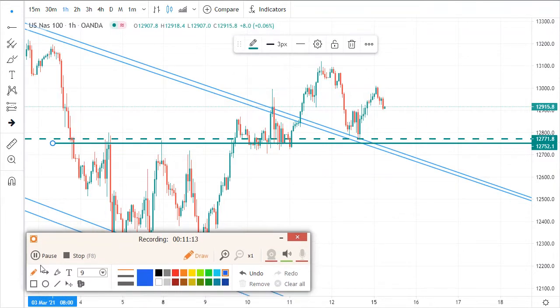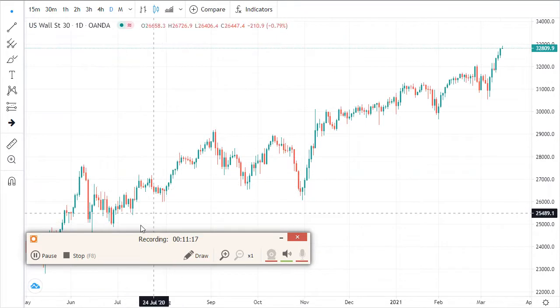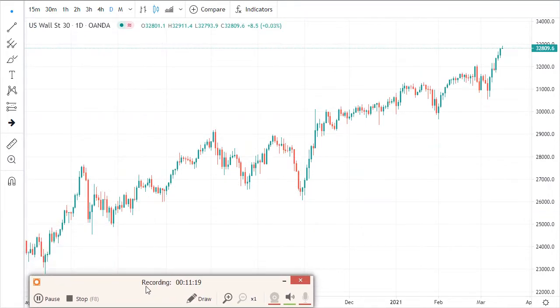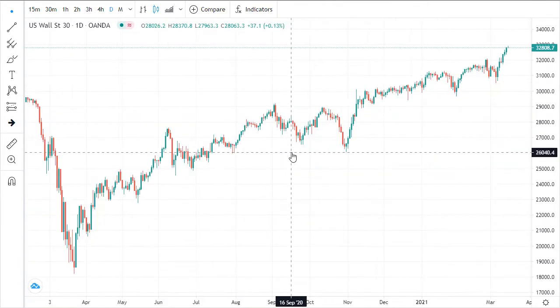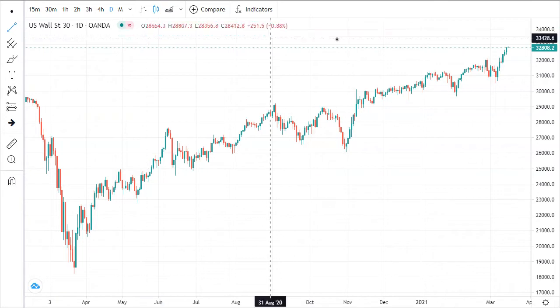So let me pause, then let's go to US30. Okay, now we are on US30. So let's try to see a bigger picture on a daily time frame before we go to a smaller time frame.